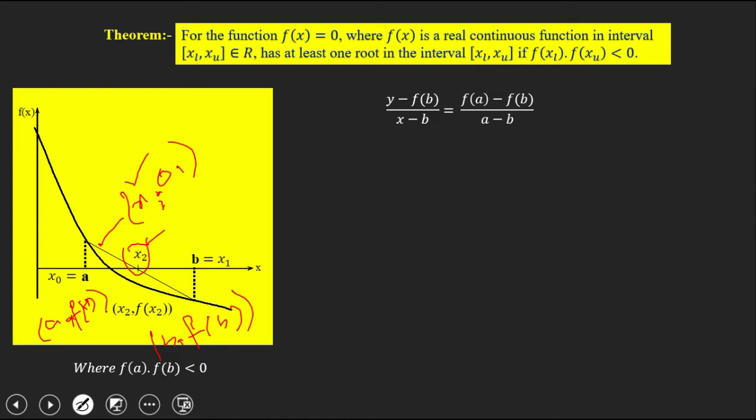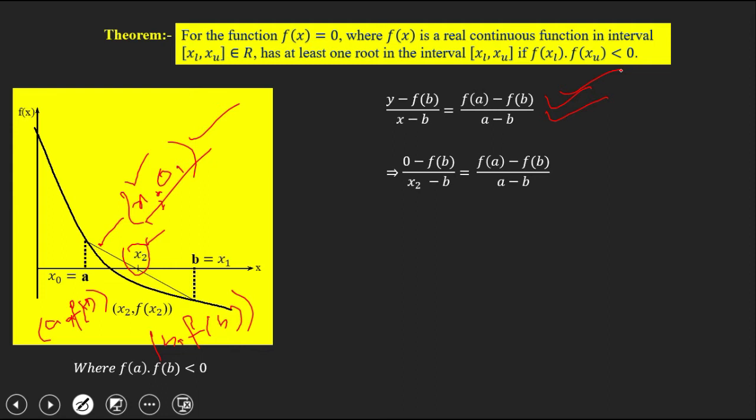So as a and b are known, therefore f of a and f of b are also known, and this is the general chord equation. So let us substitute this point here: y is 0, x is x2 and y is 0. By substituting this point in the general form of the chord equation, what will we get?